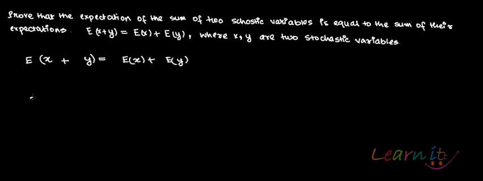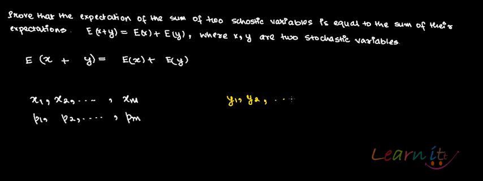Now, suppose x can take the values x1, x2, and so on to xm, with the probabilities p1, p2, and so on to pm. And suppose y can take the values y1, y2, and so on to yn, with the probabilities p1 dash, p2 dash, and so on to pn dash.